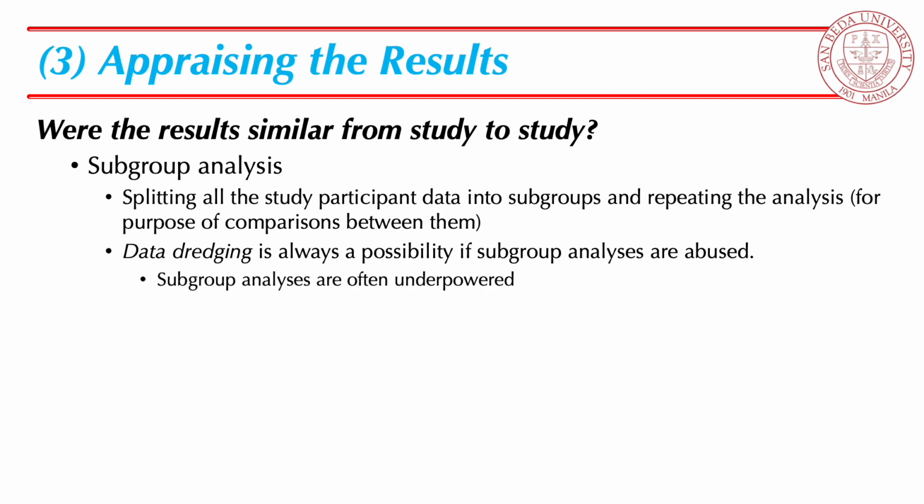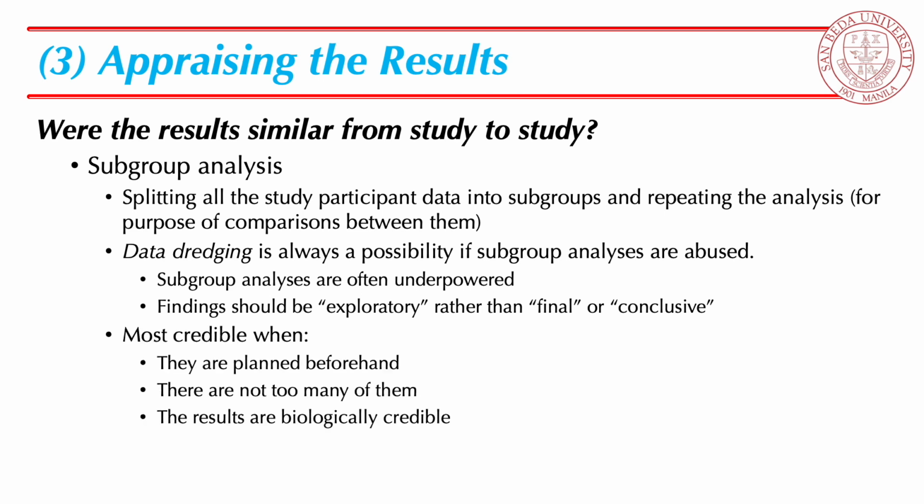This is why we don't simply take subgroup analysis results as gospel truth right away, unless the magnitude of effect size is convincingly large enough. Rather, we should regard them as points for future investigation via further research. For that matter, subgroup analyses are most credible when the following conditions are satisfied. They are planned beforehand, there are not too many of them, and the results are biologically credible.